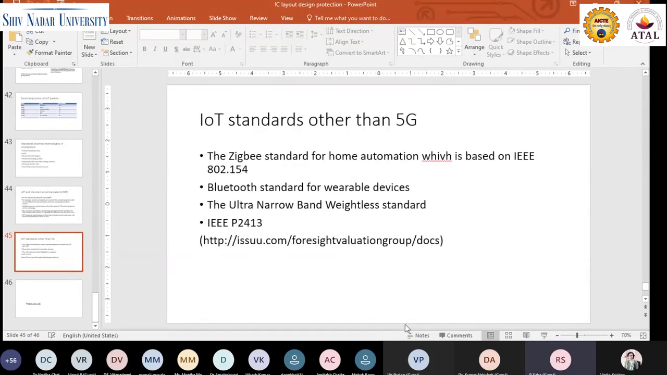So these are some examples of IoT standards. Zigbee is one standard which is meant for home automation, which is developed by IEEE. Bluetooth is a standard for wearable devices. Ultra narrow band Weightless standard, again by IEEE, and so on. There are so many standards. So people who are working in this area will have to keep this in mind, because if you do an invention which does not meet any standard, then your invention will take many years to come to the market.